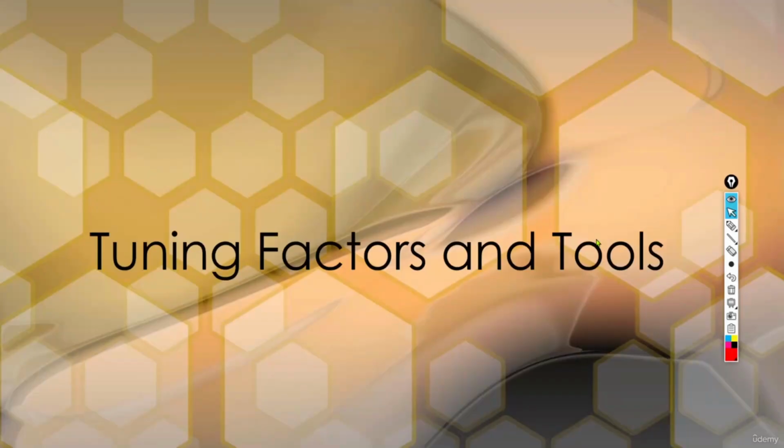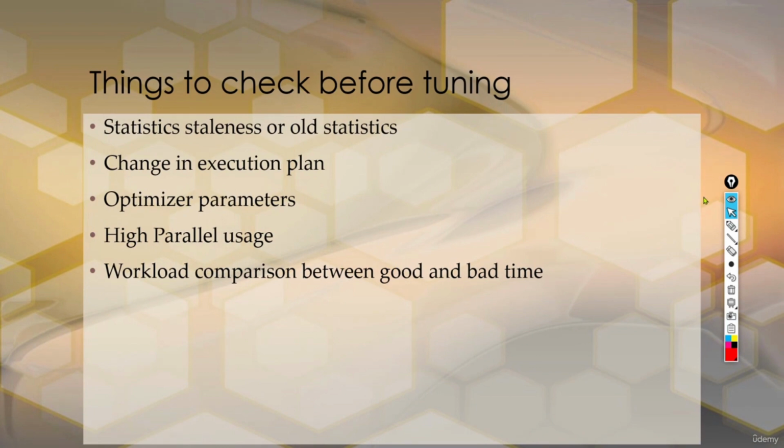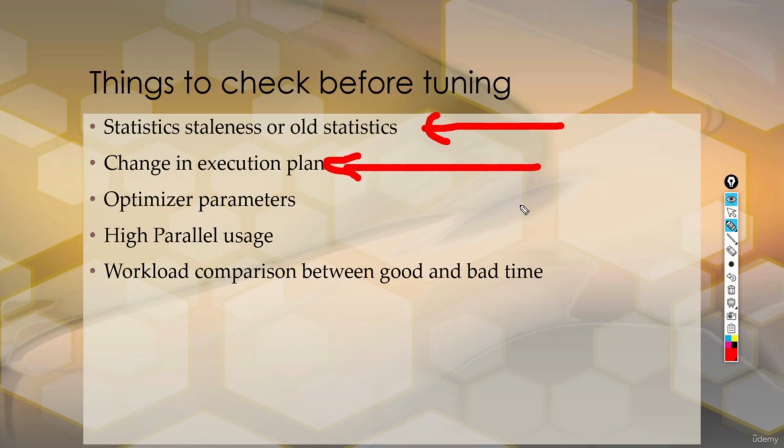Hey guys, in this session, let us see the different tuning factors and tools for SQL performance. There are some things to check before tuning a SQL. We have to check if the statistics are stale or very old for a particular table in the SQL, and we need to check for changes in the execution plan. This is very important when we check SQL performance. You also have to check the optimizer parameters, which may drastically change the performance of the SQL.